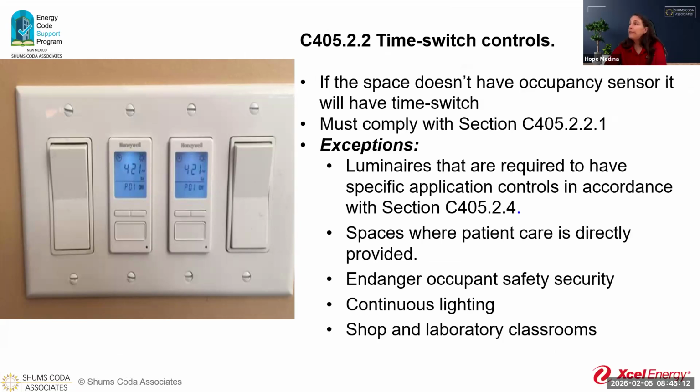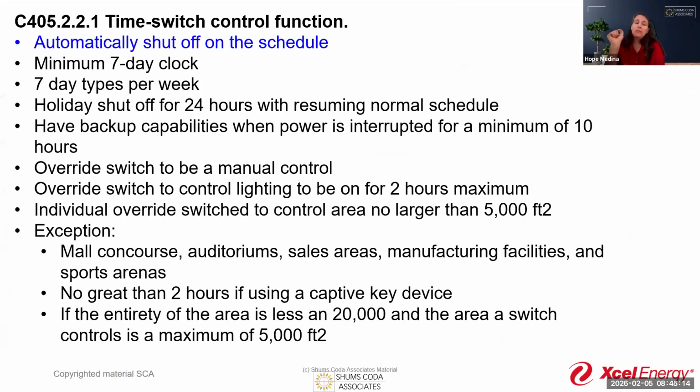If it's not on an occupancy sensor, it does have to be on a time switch, unless you fall under one of the exceptions here. That time switch has criteria as to how it's going to function. It has to be on a schedule that's going to automatically shut off the lighting, and it has to have a 7-day clock, meaning you basically set it up Monday through Sunday. It has to have the capability to incorporate holidays, so that if nobody's going to be in this location because it's a holiday, everything shuts off for the day. You have to have backup capability.